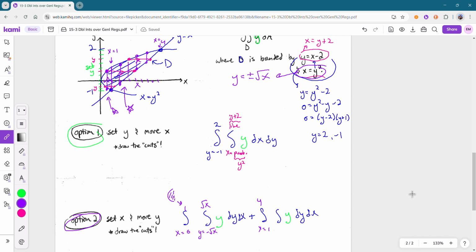And for each one of those, we are moving y from the line to the top of the parabola. And again, the line here, that equation is x minus 2. And the parabola equation for the top is root x. And with that, we've set this up.